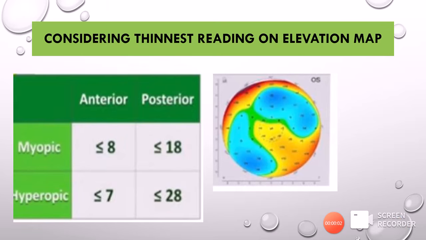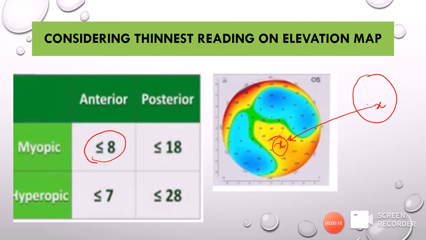What I mean to say is, in the pachymetry map, that is the thickness map, say X is the thinnest location. You find the corresponding elevation point of X on the elevation map in the anterior surface, and that point should always be less than or equal to 8 in a myopic patient. In a hyperopic patient, it should be less than or equal to 7.